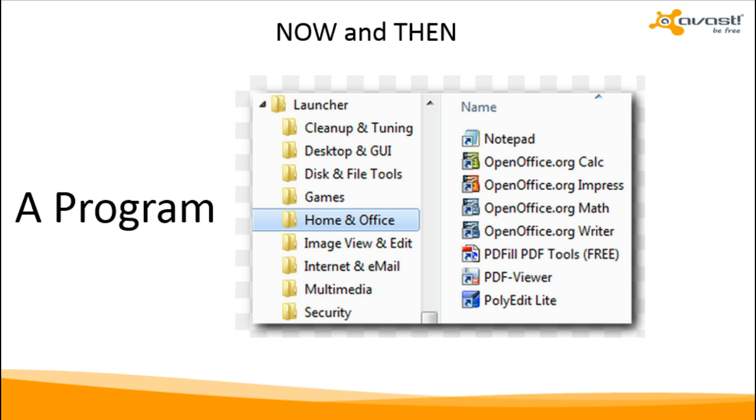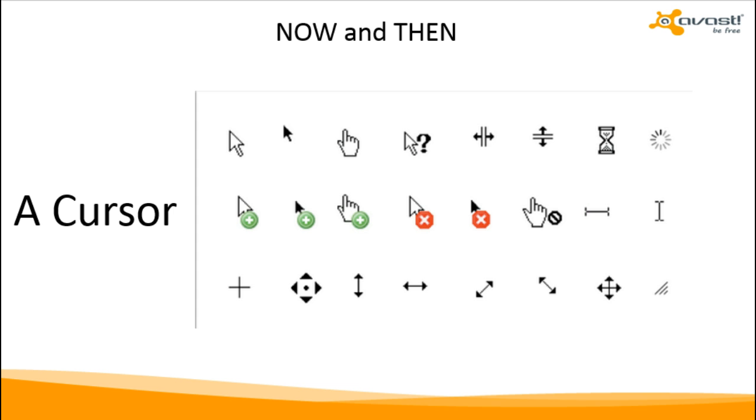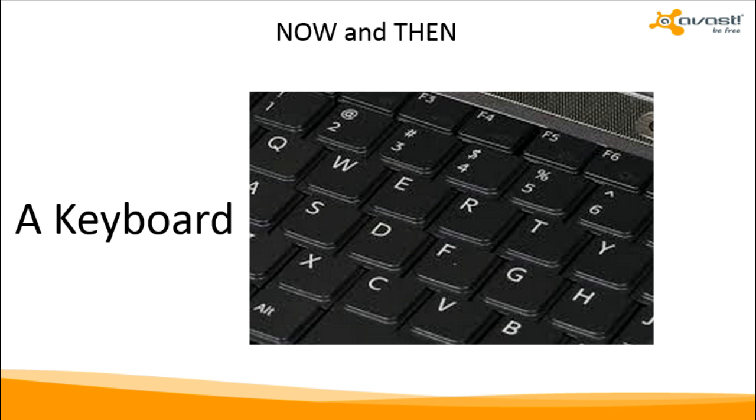And this is how programs are listed in the Start menu. If you're running Windows 8.1, you may not have a Start menu. A cursor. That's the little thing that we follow all over the screen. Keyboard. Without the keyboard, it'd be a little tough to type anything on your computer.